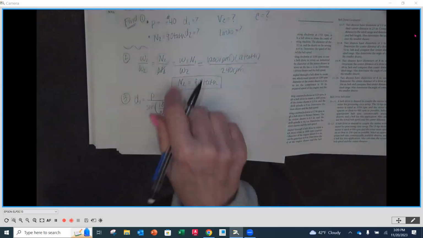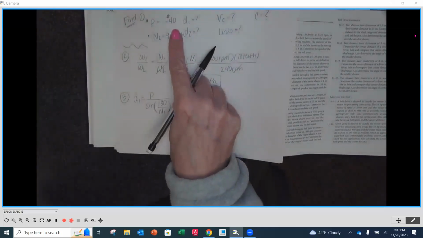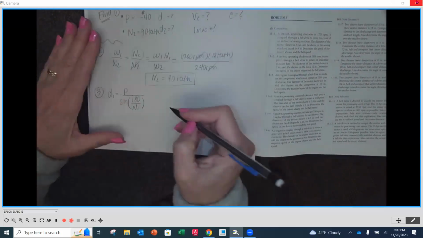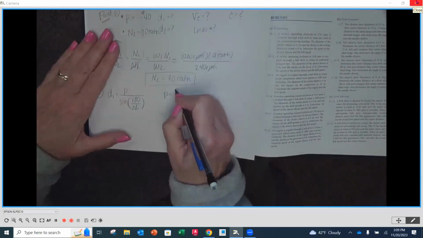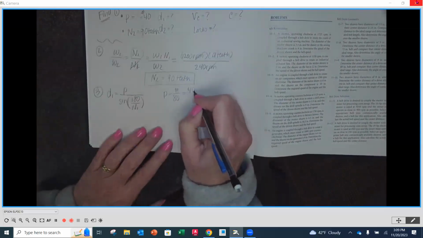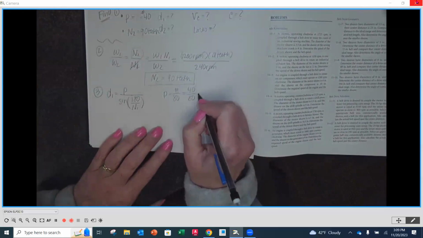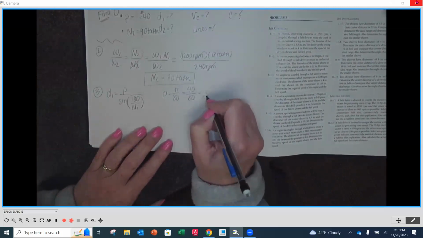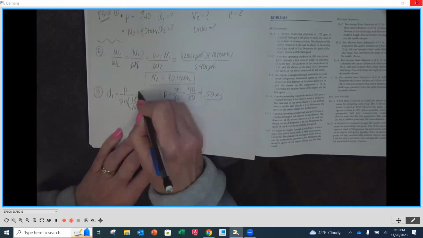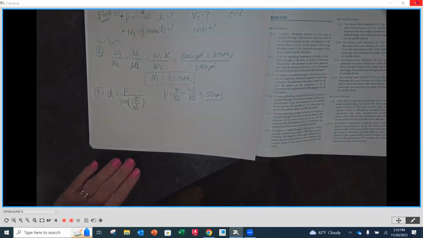Okay. Now, our pitch, we need to determine what the pitch is in inches. We know the number, but to get the pitch in inches, the pitch is going to be equal to the number divided by 80. So we're going to take 40 divided by 80, and we're going to get 0.5 inches. So this is the number that we're going to put up there.